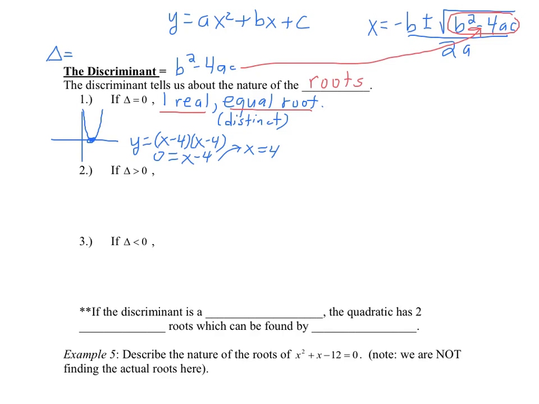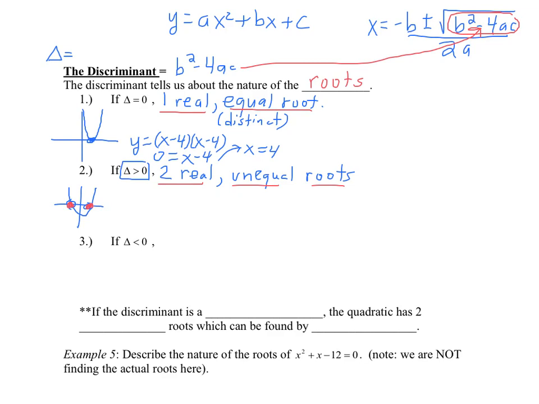Next scenario, the discriminant is greater than 0. That means it's a positive number. Your graph is going to look something like this. What this means is we're going to have two different roots. So we're going to have two real, as opposed to imaginary. In this course we only deal with real numbers. So we're going to have two real unequal roots. As illustrated by my picture here, you have a situation where you have two roots. They're clearly not the same.